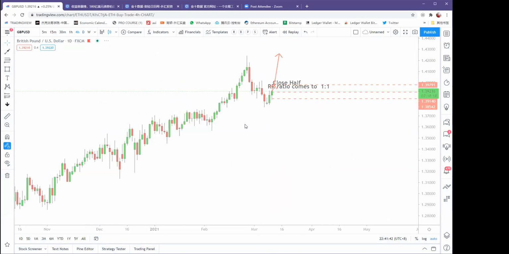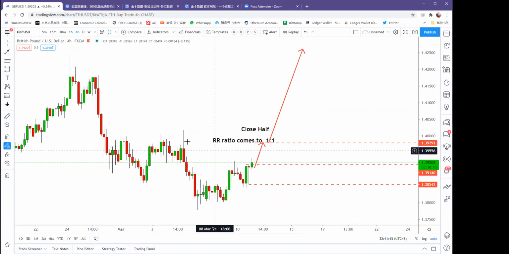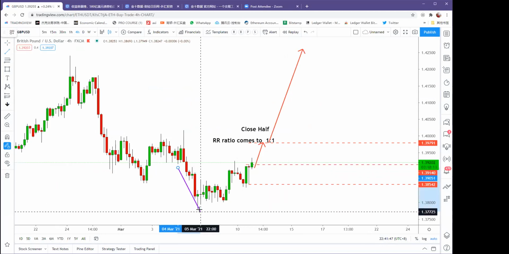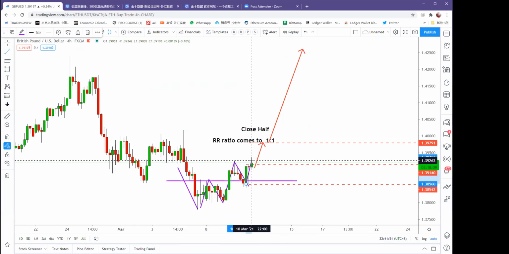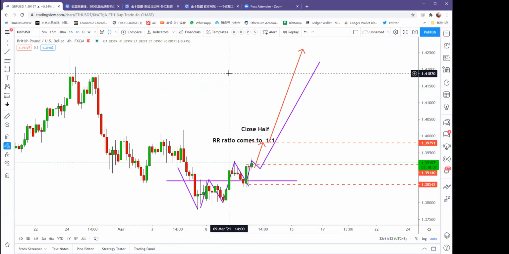Sterling dollar already break the neckline. Okay, the beautiful double bottoms breakout. Sterling is already comes in the bullish channel, so you can consider to buy sterling.